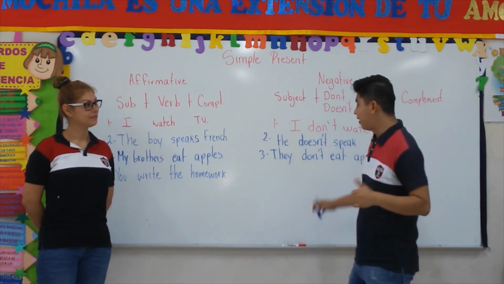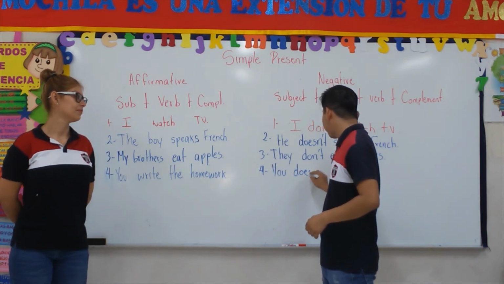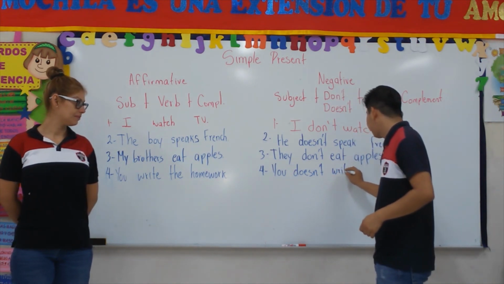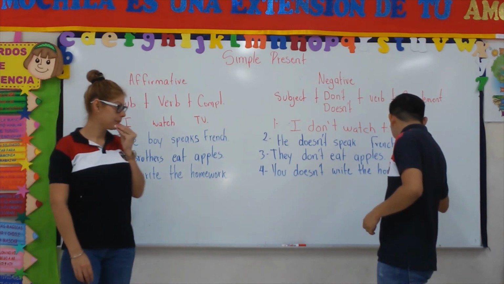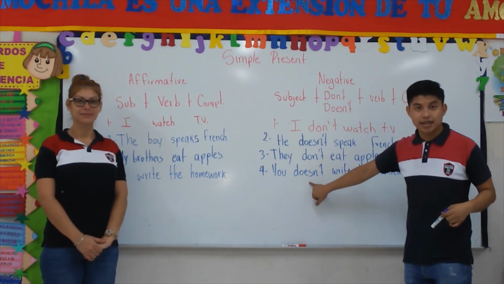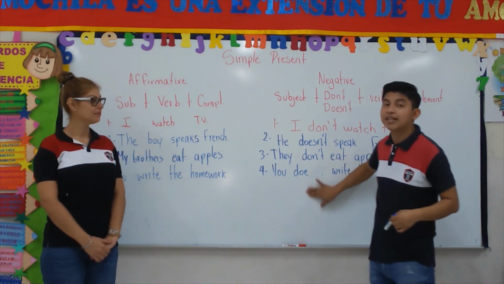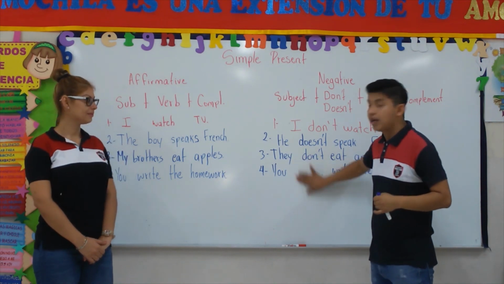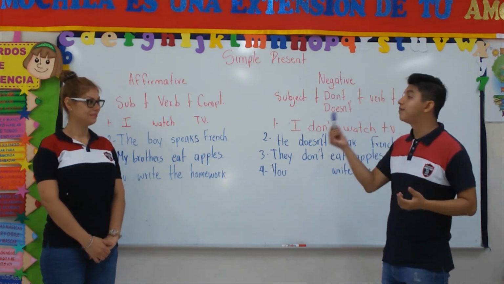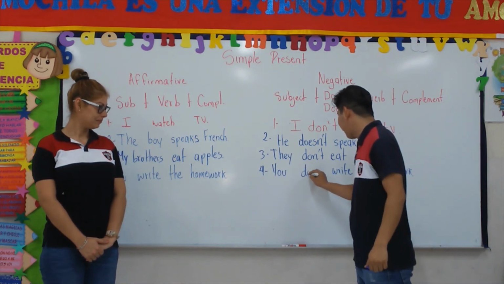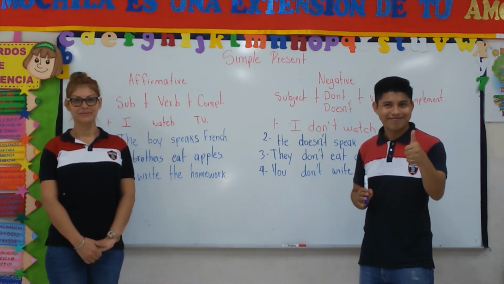Okay, if you thought that you doesn't write the homework, if you thought that doesn't is the right auxiliary, no, it's not correct. Because remember that doesn't is for third person in singular. He, she, and it. And the correct one, obviously, is? Don't. Very good. Excellent, guys. Excellent. It's clear? That's good.